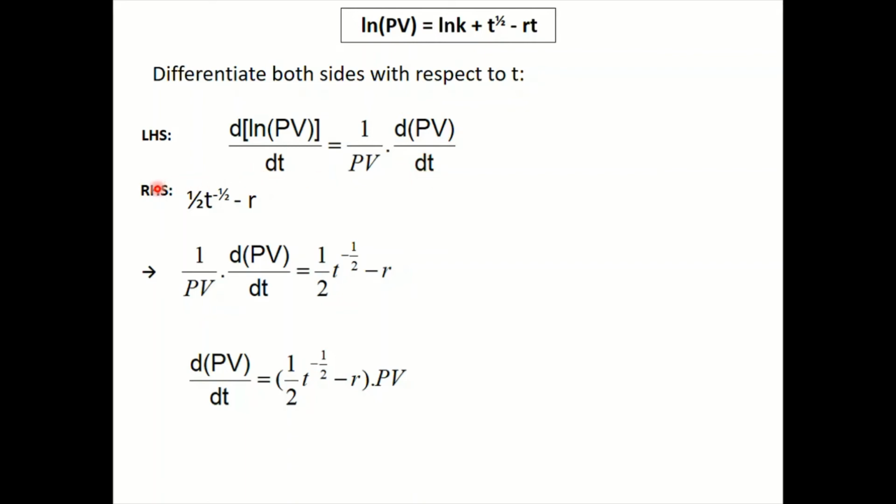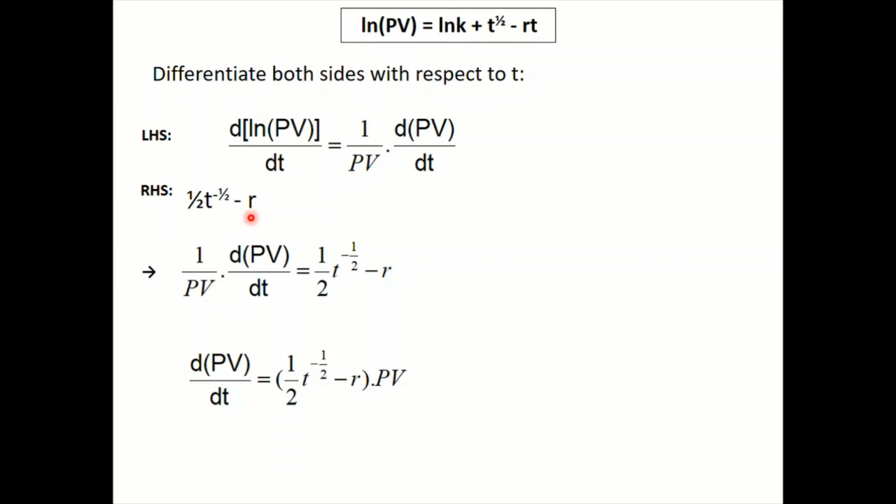The right-hand side, when we differentiate with respect to t, we will be working with these two terms here because this first one does not contain t. Differentiating here, we will end up with a half t raised to the power of minus a half, and here we will get minus r. So that's the right-hand side differentiated.